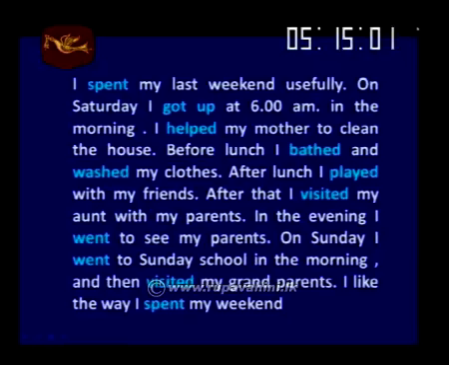On Sunday, I went to Sunday school in the morning. Again, the past tense has been used, went. And then visited my grandparents. Visited. I liked the way I spent my weekend. So as you can see, the topic sentence is I spent my last weekend usefully. And then you have so many supporting sentences, and then you have one concluding sentence: I like the way I spent my weekend. Again, spent is the past form.